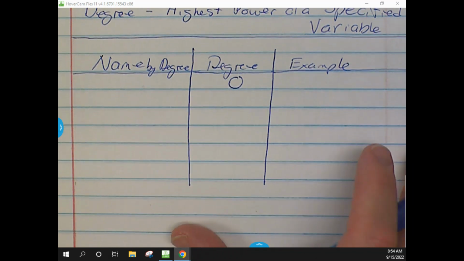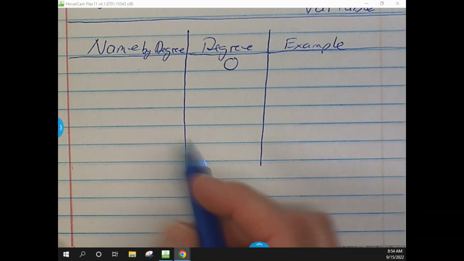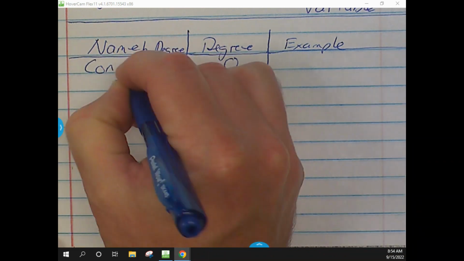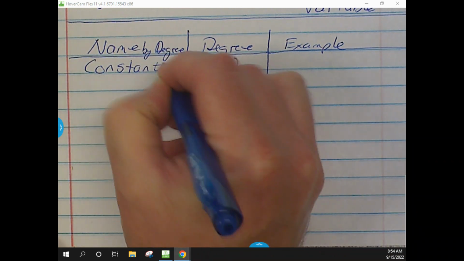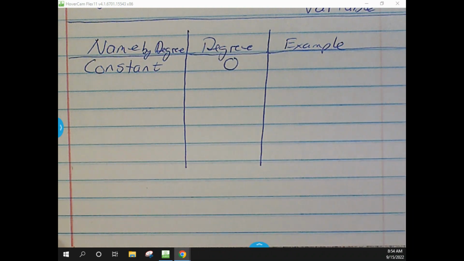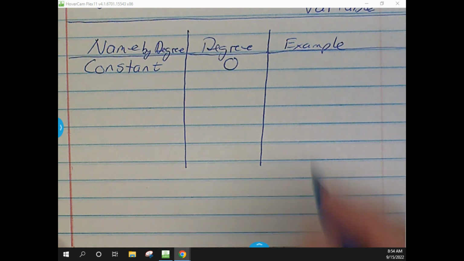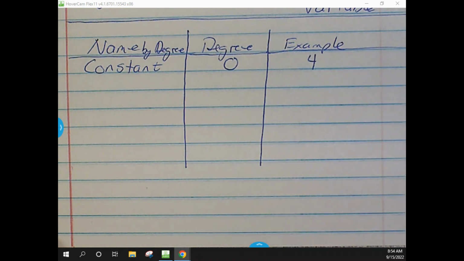So if you've got something that's degree 0, they call that a constant. And if it's constant, that means it never changes, which means it would just be 4 or 14 or -7 or 2. It's just a number. That's all it's going to be. There are no variables with it.